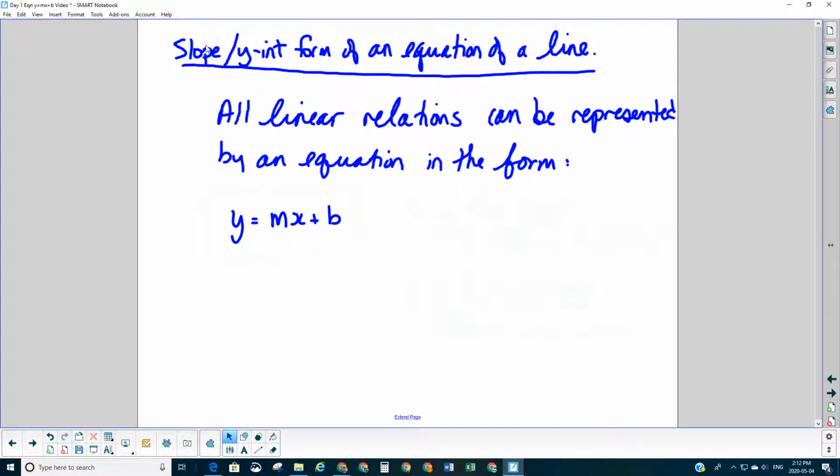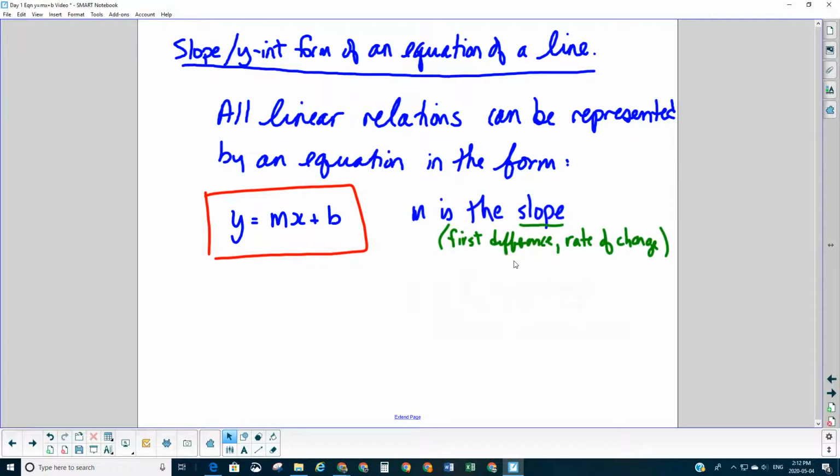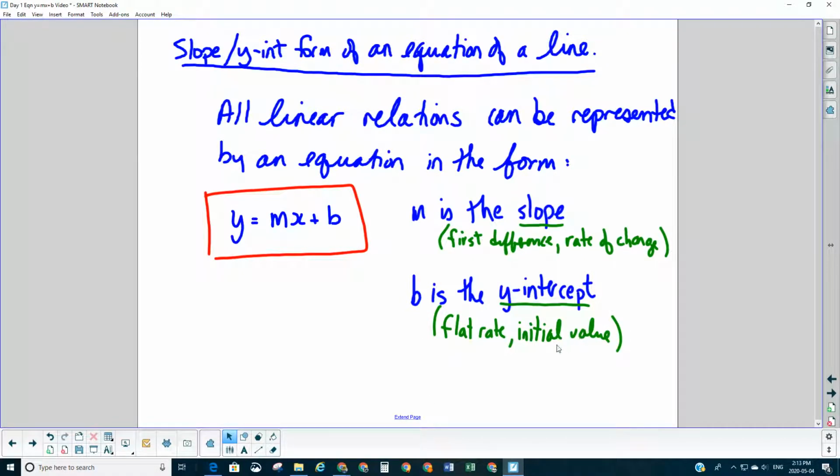It's called the slope y-intercept form, y equals mx plus b. So very, very valuable. Of course, the m is the slope. We've been referring to it as first difference or rate of change for a couple of units, and then we introduced the idea of slope last unit. We're now formalizing it, calling it m, and showing where it belongs in the equation. And then b is the letter that we use for the y-intercept. We've been talking about it as the flat rate or the initial value, or where x is equal to 0. So the slope y-intercept form of an equation is y equals mx plus b.